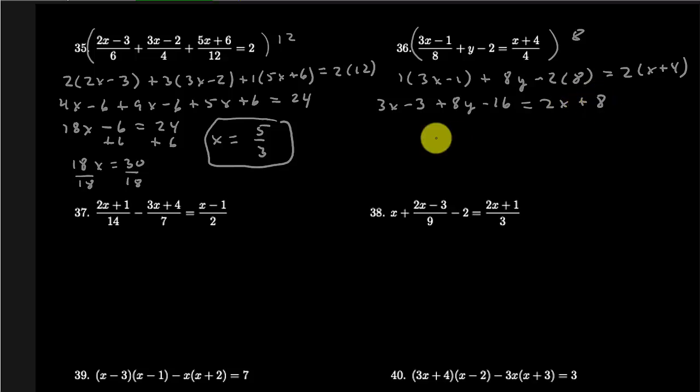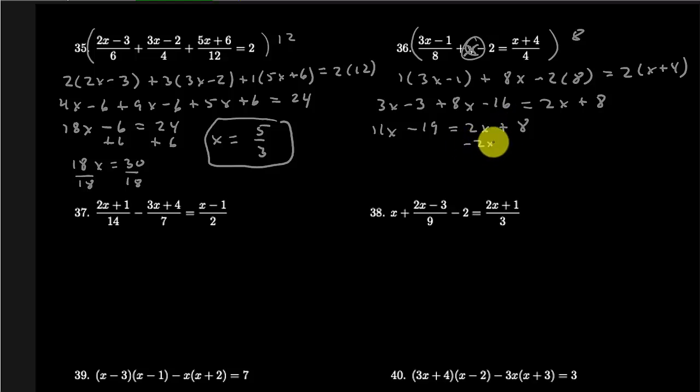Combine like terms. I don't know why I put a y. This right here should be an x. Okay, that should be an x. What this y was, that should be an x. All right, so we get 11x minus 19 equals 2x plus 8.